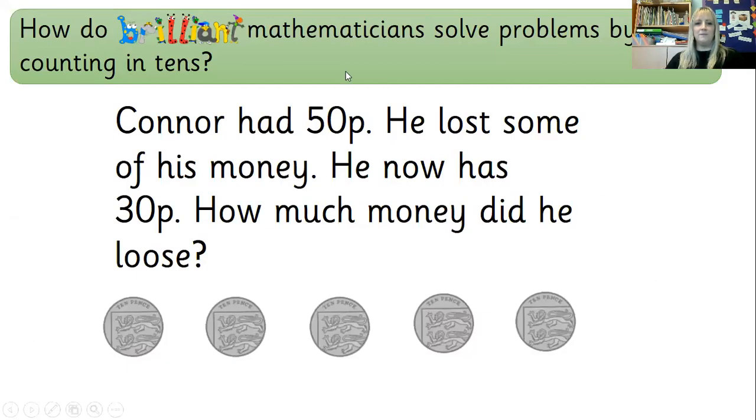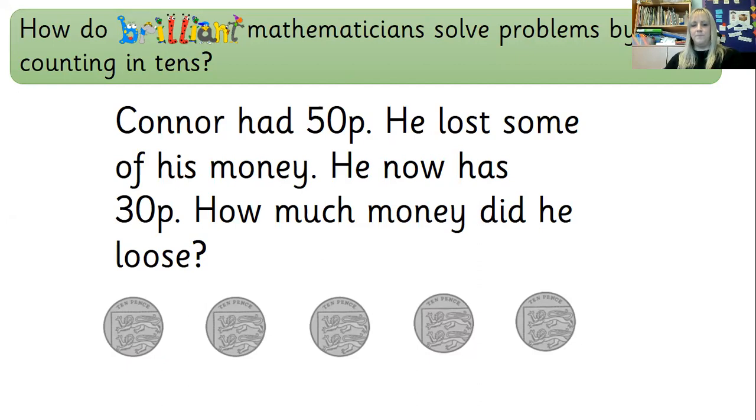Okay, hopefully you have done some brilliant maths today, and let's just finish off by looking at a problem. Now, problems can quite often be solved in many different ways. So today we're going to have a look at solving this problem. And we're going to look at 2 different ways that we could work this out. There are more ways that we could work it out. I'm just going to show you 2.